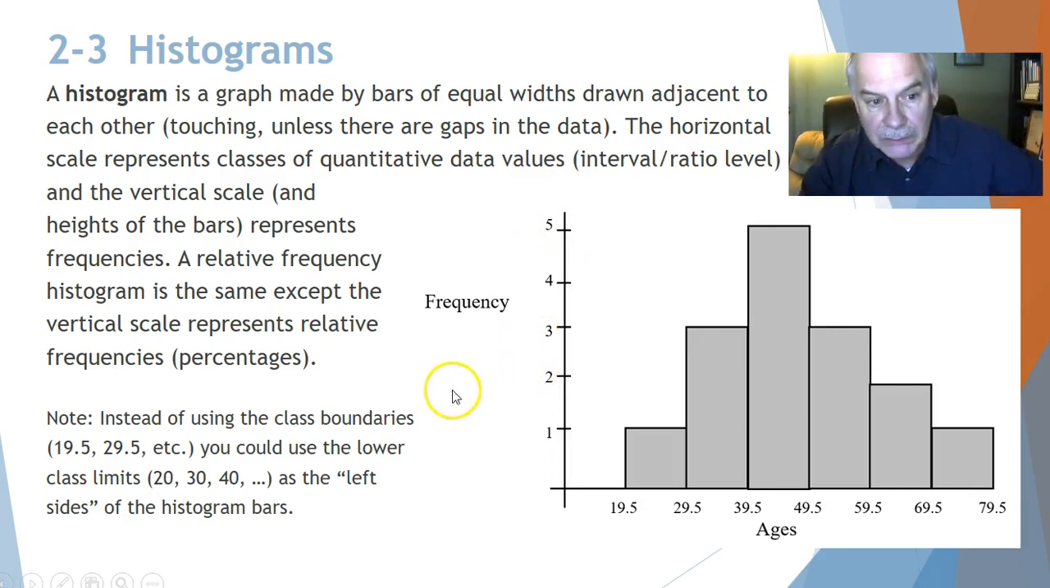All right. Now, here I'm using what are called the class boundaries. The boundaries are the numbers in between the first upper class limit and the next lower class limit. So between 19 and 20, which is 19.5, or between 29 and 30, so 29.5, etc. We could have also used just saying, from 20 to 29, 30 to 39, 40 to 49, etc.